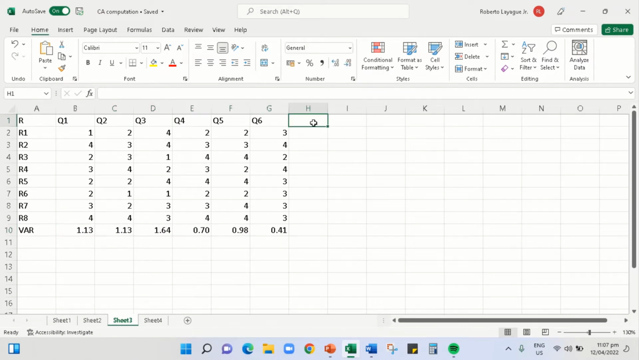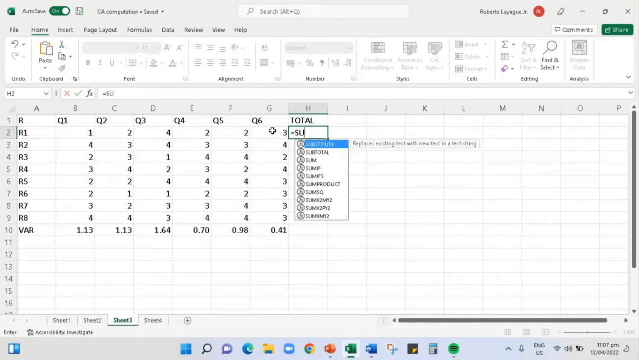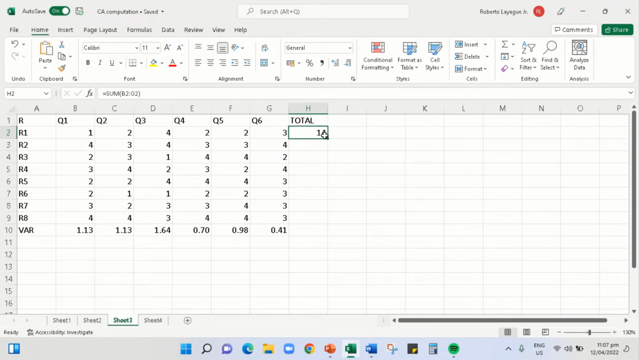Next thing to get is the total of each respondent. As you can see, you can get the total of this one. Oops, sorry, I forgot to type sum, and then from here going to the sixth. So as you can see, we have this. Now, we also need to get the variance of this part. So we got 13.